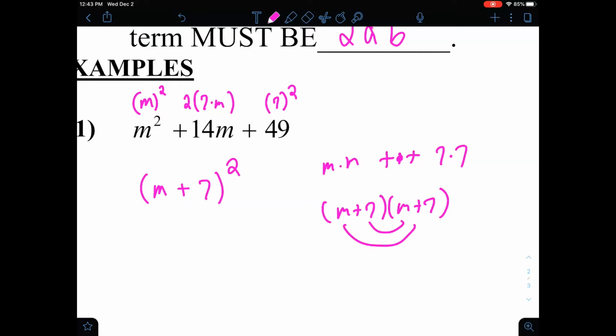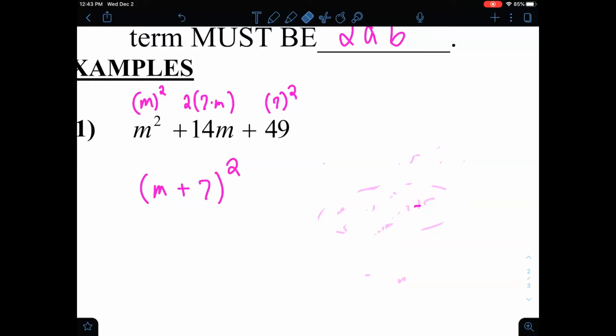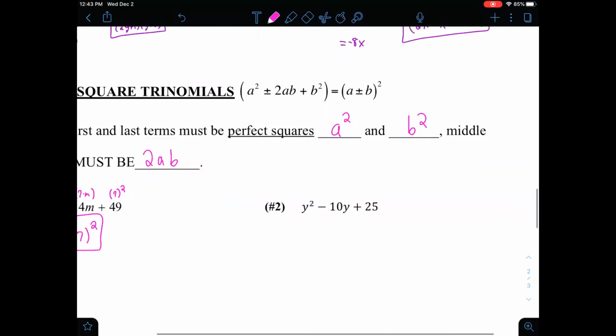If you do that, you're going to get 7m and 7m, which equals 14m. See, if we did the smiley face method, we still got the same answer. These m plus 7s are going to be multiplied together. So this is all you have to do. Once you figure out it's a perfect square trinomial, take the square root of the first one, the square root of the last one, check the sign in the middle. If it's negative, it's going to be negative, and then it's always going to be 2 of those multiplied together, squared.